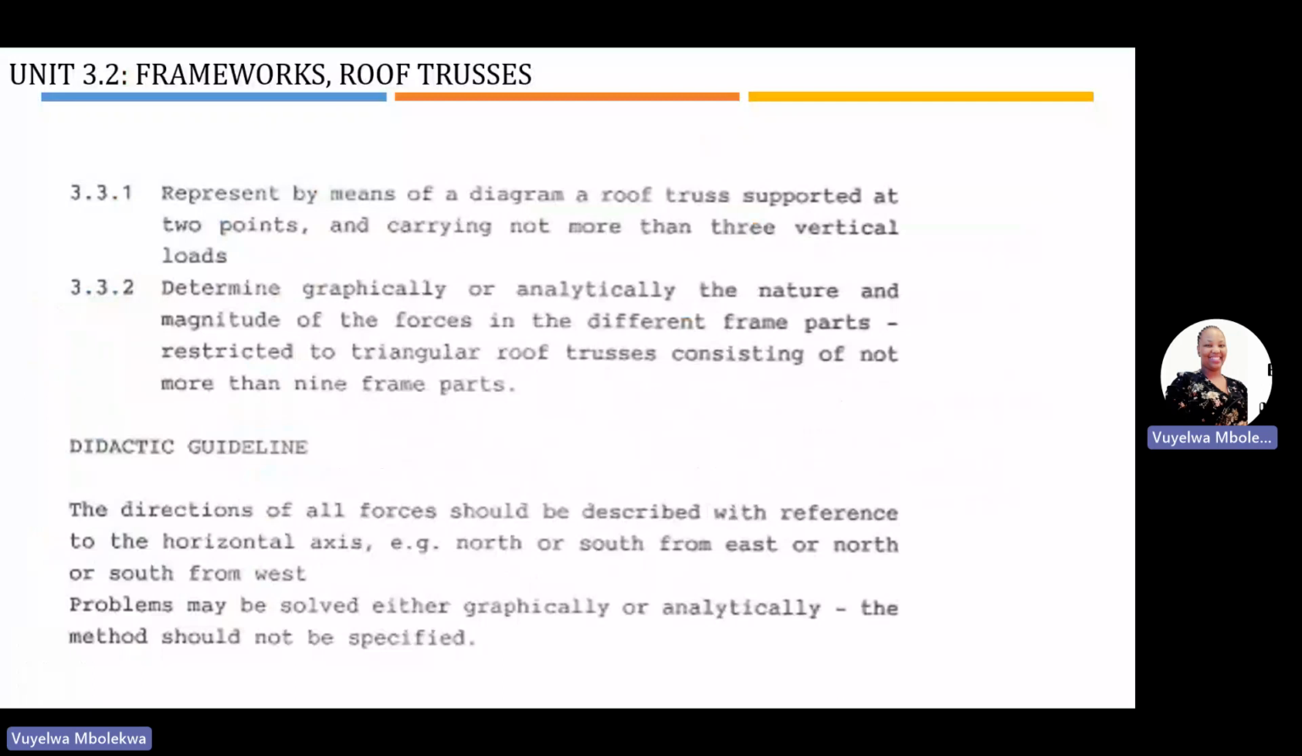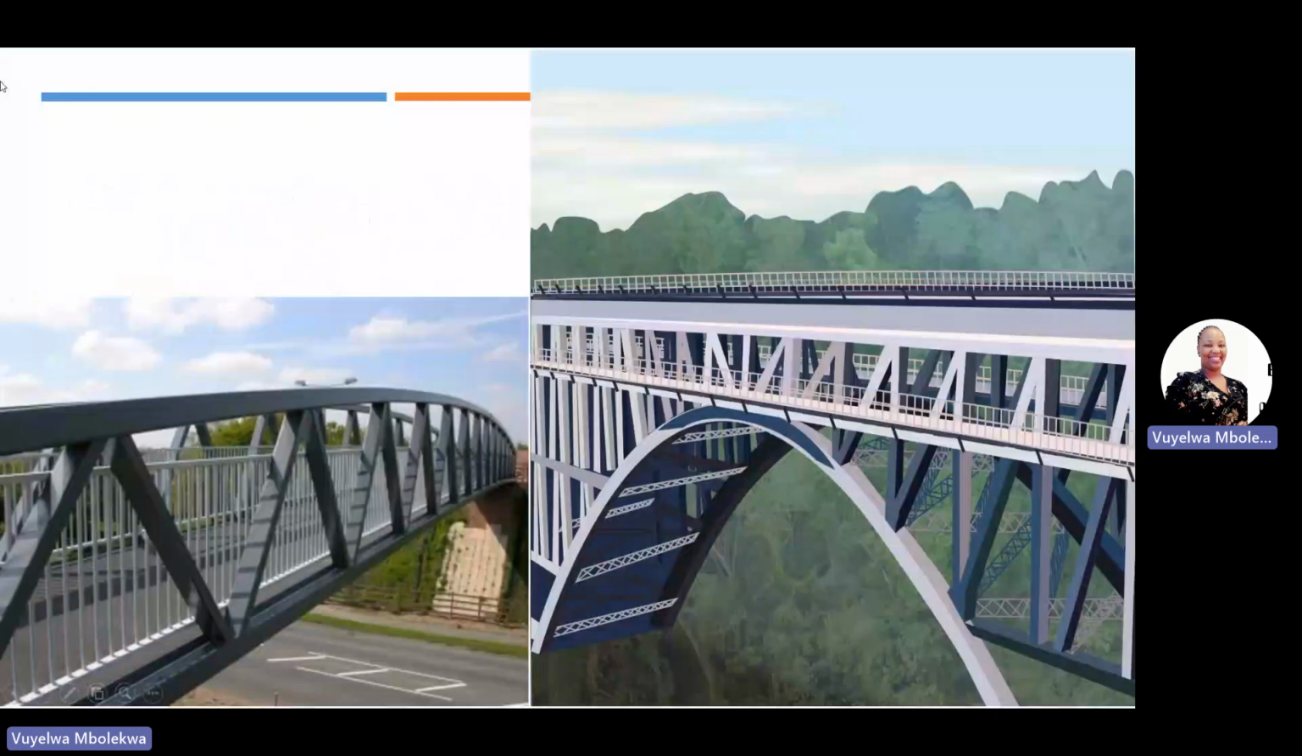Okay, so what we're going to do here is calculate the nature as well as the magnitude of the forces in the different parts of the framework. So we're going to be looking at how much force is in the members. These parts are called the members. All these are called the members.